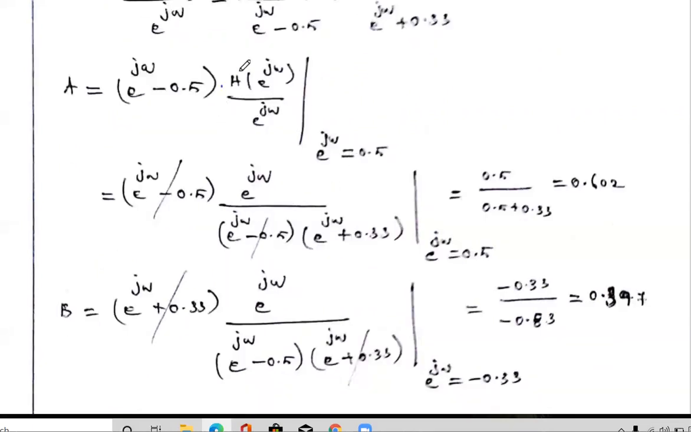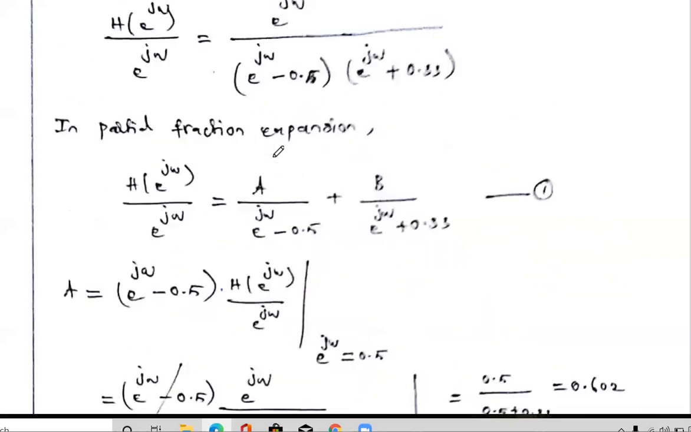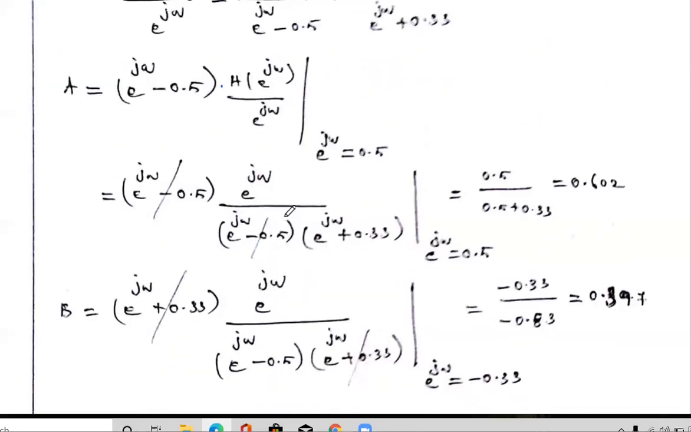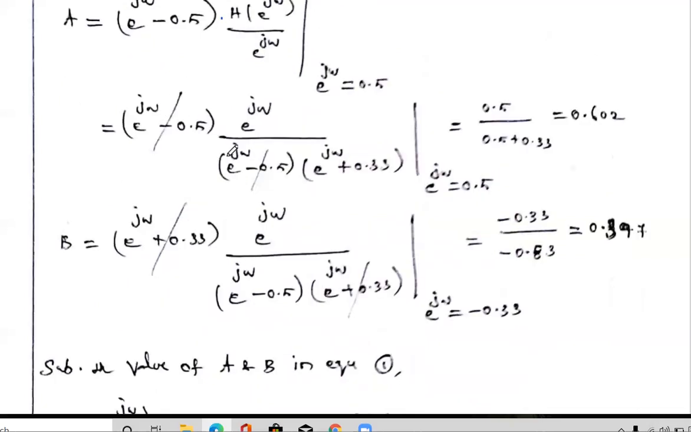Okay, so now we have to substitute the value of H(e^jω)/e^jω using this previous result. This is the answer. So H(e^jω)/e^jω is equal to this one. You substitute here, and after substituting, this term and this term cancel. In the remaining variable e^jω, we have to substitute 0.5 instead of e^jω. So the answer is 0.5 by 0.5 plus 0.33.